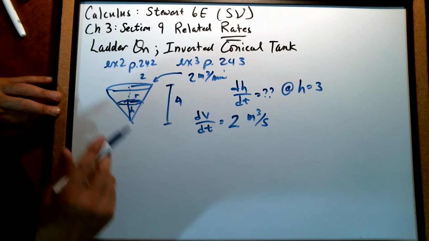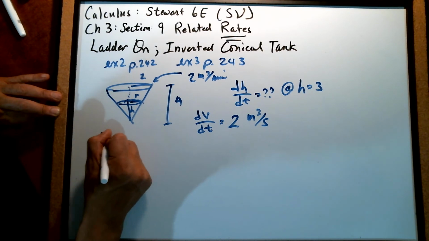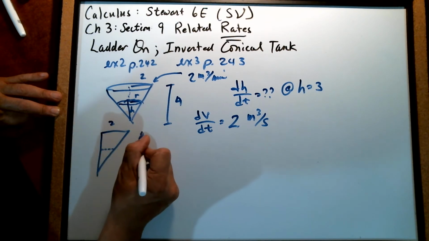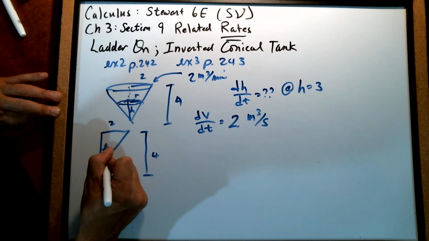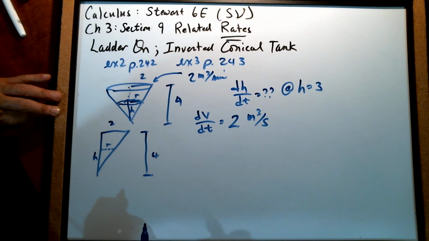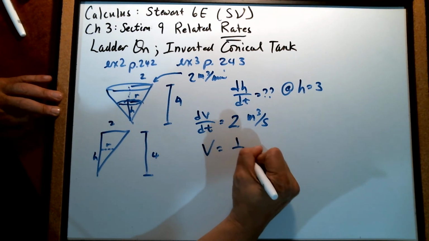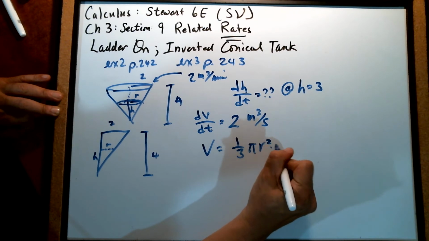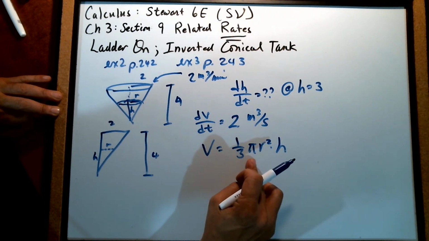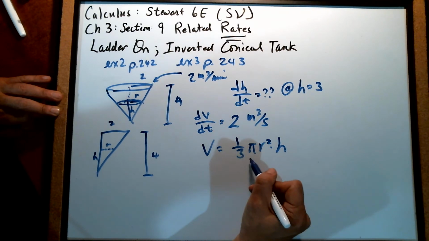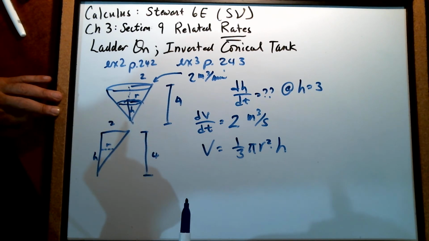Well, when we take a cross section of this, it looks something like this. That's 2. That's going to be 4. That's my radius. That's my height. What is the volume of a cone? The volume of a cone is 1/3 pi r squared times h. Pi r squared times h is the volume of a cylinder, times 1/3 will give you the volume of a cone, right?